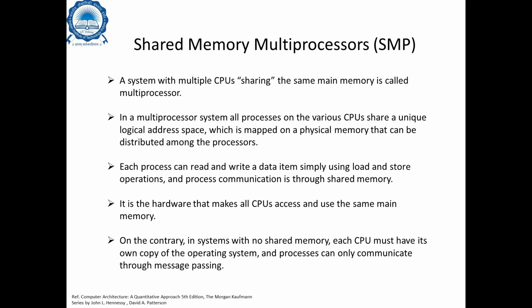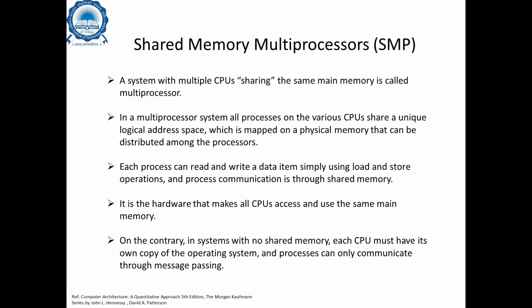Now let us look at the concept of shared memory multiprocessors, or SMP. A system with multiple CPUs sharing the same memory is called a multiprocessor. In a multiprocessor system, all processes on the various CPUs share a unique logical address space which is mapped onto a physical memory that can be distributed among the processors. So every process has its own unique logical address space which is mapped to a single physical memory distributed amongst the processors.